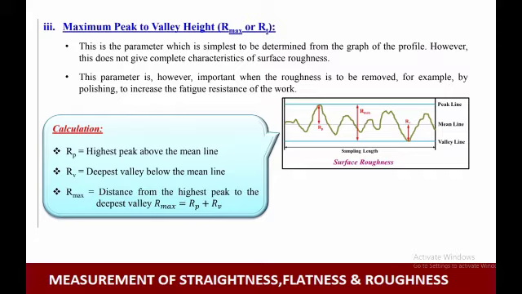resistance of the work. Here, RP is taken as the highest peak above the mean line, RV the deepest valley below the mean line, and to calculate the Rmax, the distance between the highest peak and the deepest valley, Rmax is equal to RP plus RV.